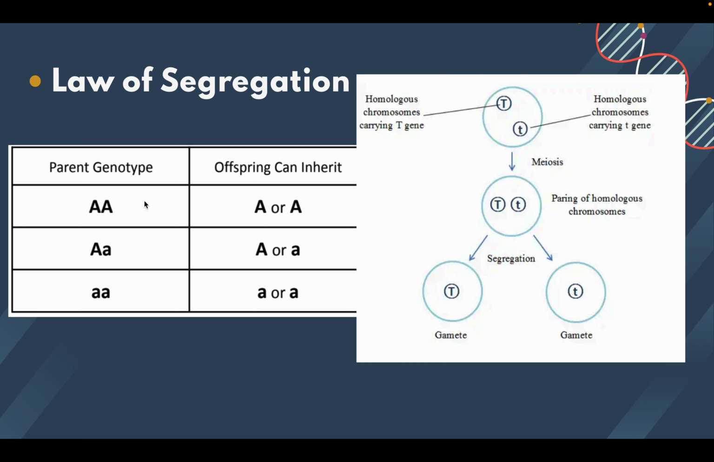So with your parent genotype, you can inherit the capital A or capital A, the capital A or lowercase a, or a lowercase a or a lowercase a. You do not inherit two alleles from your parent. One of your alleles comes from your biological mother, and one of your alleles comes from your biological father.